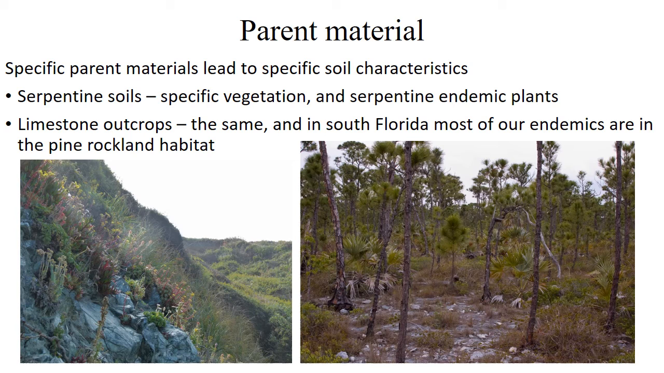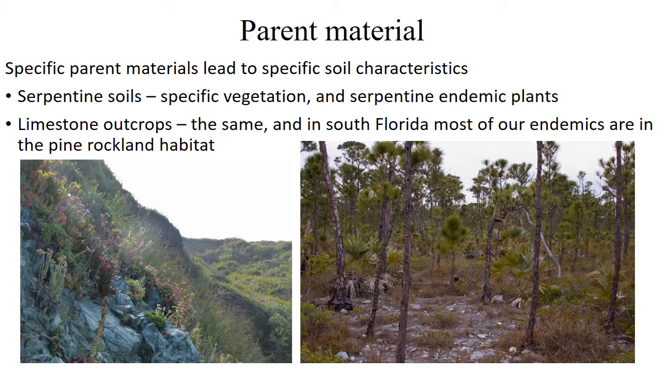Just to give a few examples, serpentine soils are produced from rocks that are very high in nickel and cadmium, and they have this almost bluish, greenish tinge. This is a low mountainous area in Northern California. Serpentine soils have very specific plant types that grow there, and usually those plants only grow in serpentine soils, and that's why they're called serpentine endemics. Any endemic species is a species that only grows in one particular place.